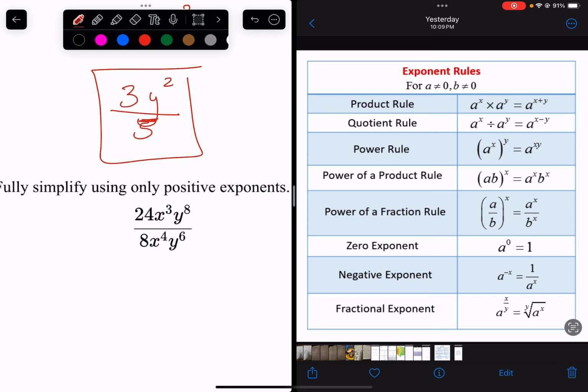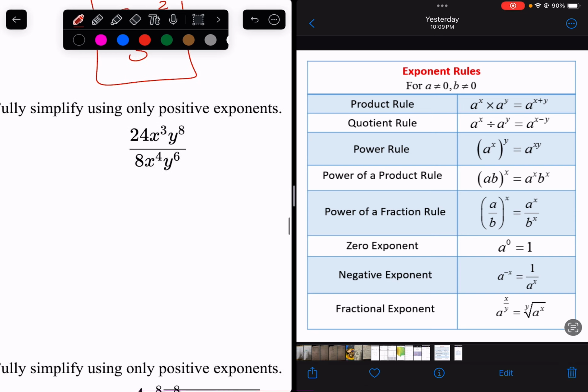All right, next one here. So we've got 24 divided by 8. That is going to give us a 3.